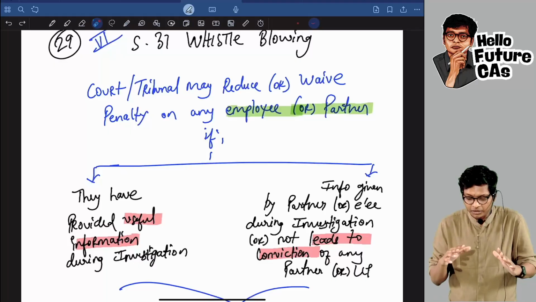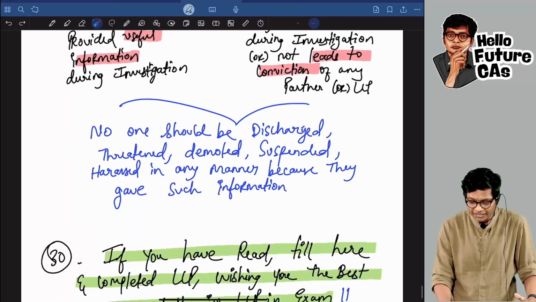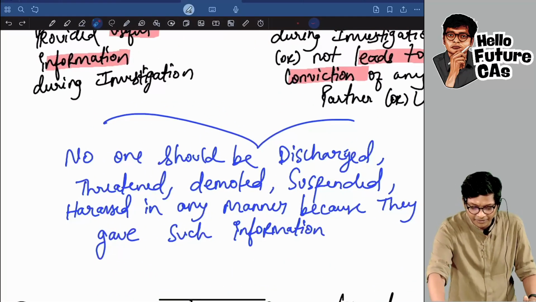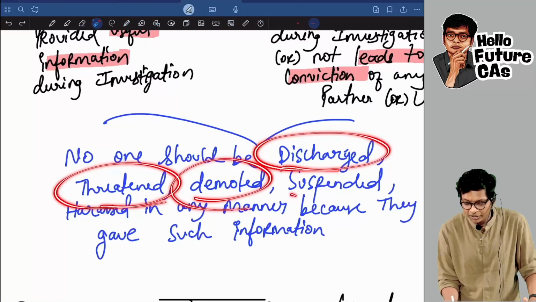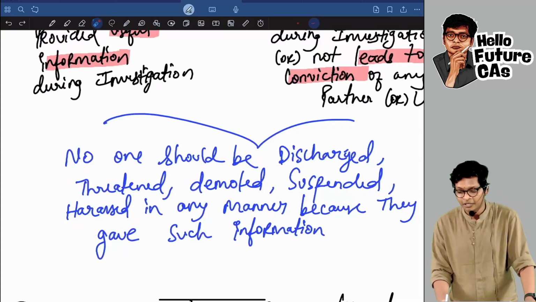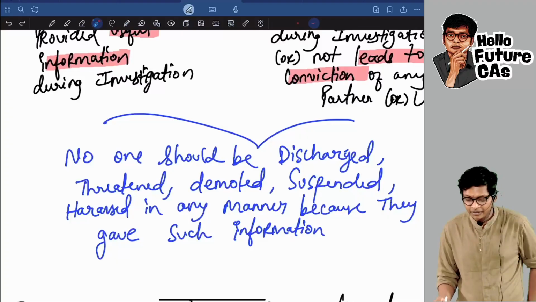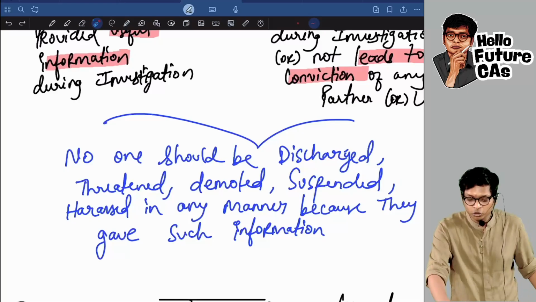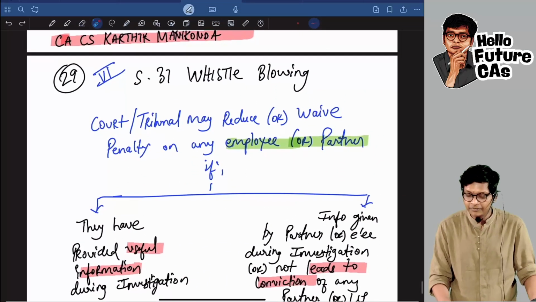But if Rukmini is giving it against Vishnupriya, then what they are saying is, the person who gave such information should not be discharged, threatened, demoted, suspended or harassed in any manner because they gave the information. Vishnupriya is saying, you wait, I am inside, but see what they do to you. That kind of threatening or suspending them, all that should not be done. They should give the protection. Are you following, guys? Understanding whistleblowing?